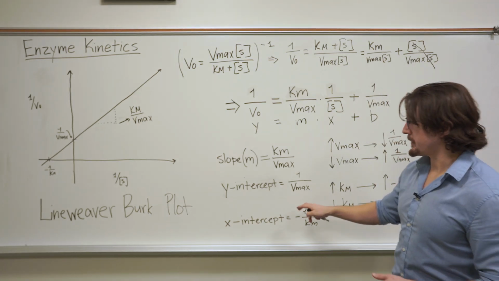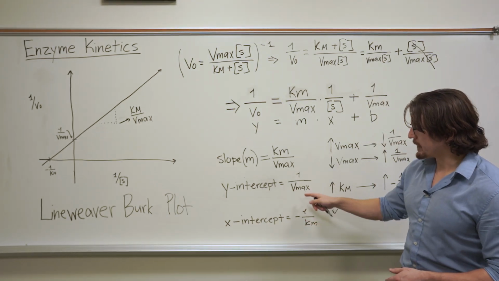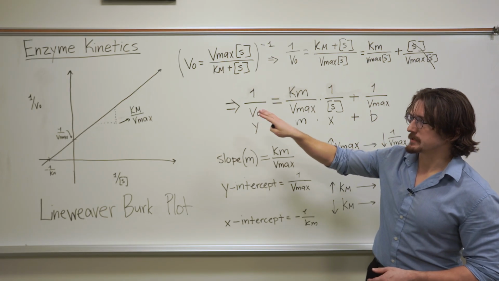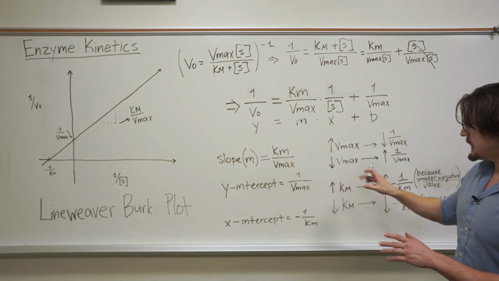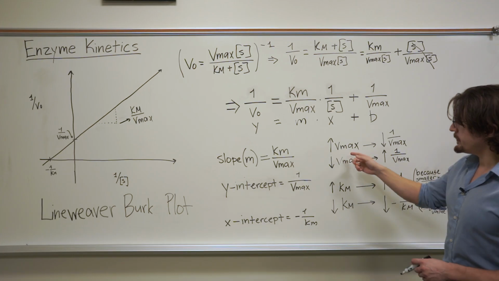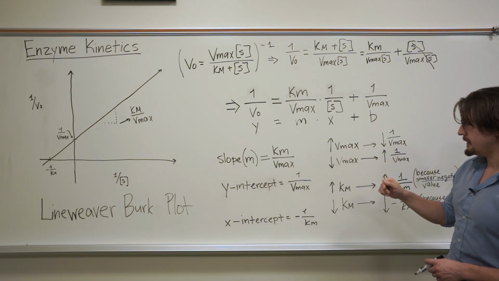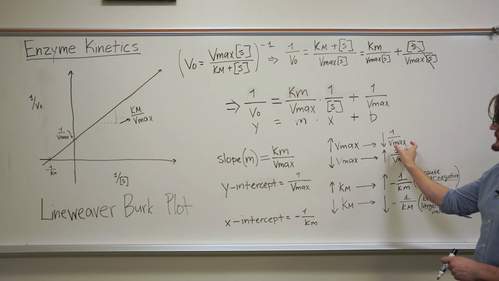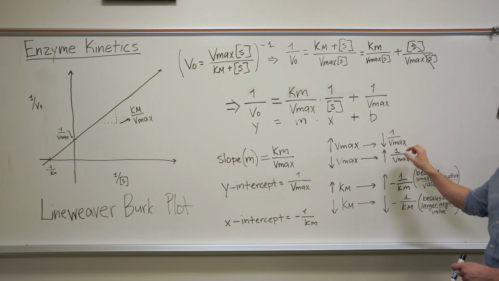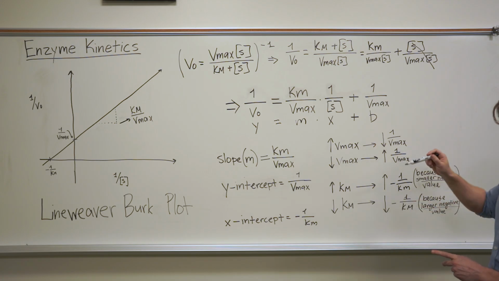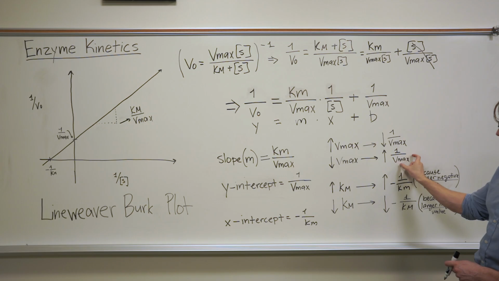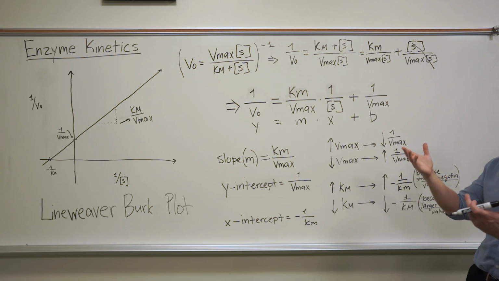So it's really important that you're comfortable with what happens when Vmax changes and Km changes and how that impacts the look of this plot. So let's look at that in a little bit more detail. If we have Vmax increasing, then 1 over Vmax is of course going to decrease because Vmax in the denominator increases, so this whole fraction decreases. So Vmax increases, 1 over Vmax decreases. Conversely, if Vmax decreases, then this denominator gets smaller, so this whole fraction is going to increase.